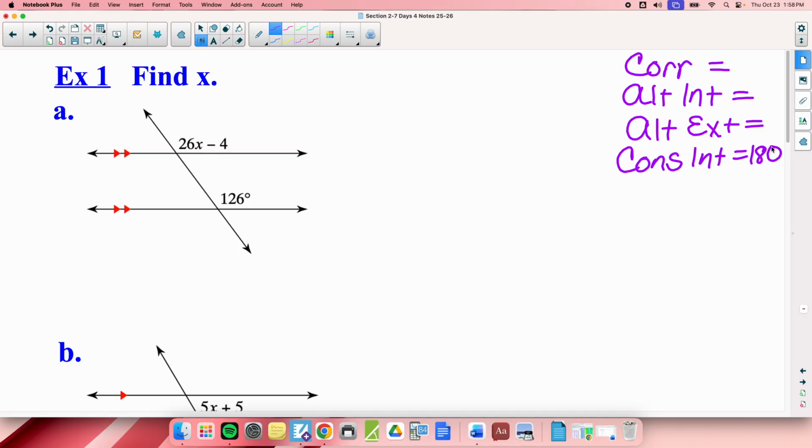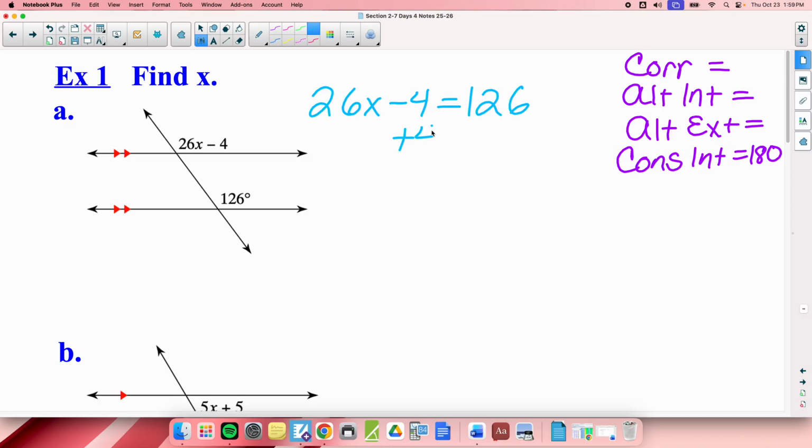Okay? So if I look right here, I have to ask myself, what kind of angles are those? As far as these four types, what kind are those? Corresponding. And corresponding, you're just going to set equal. So I'm going to say 26x minus 4 equals 126. Now what I'm going to do is just solve for x and I'm done.